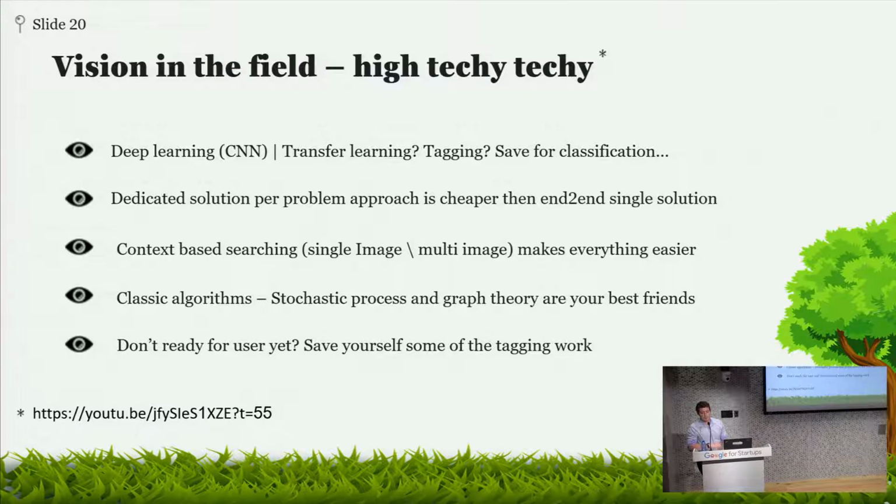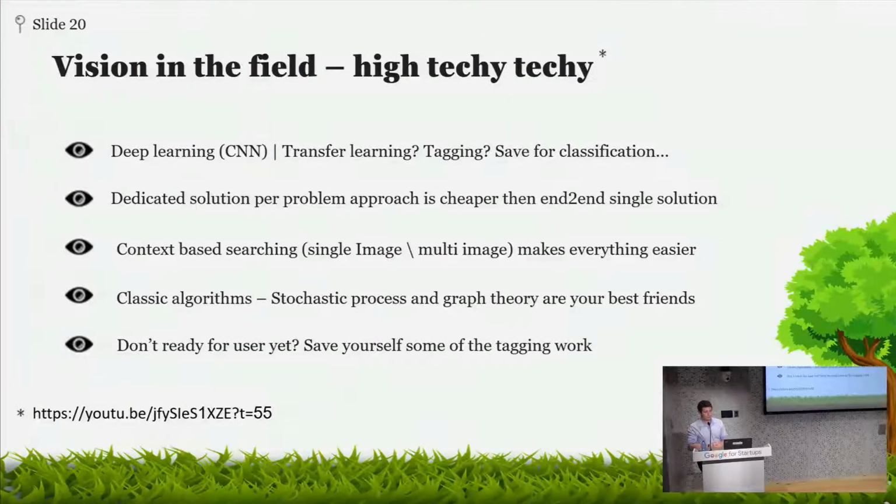The second, less counterintuitive point is that dedicated solutions per problem are much better than an end-to-end single solution. There are too many problems, as I presented to you and the other gentleman presented as well. The problems are too different to just give a single deep learning network to solve them all. So don't try to solve them all with a single deep learning network.